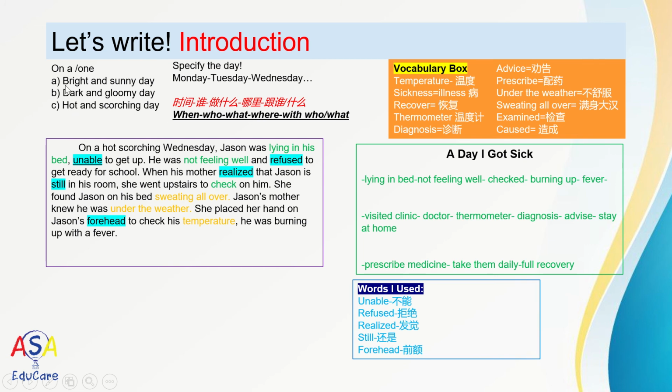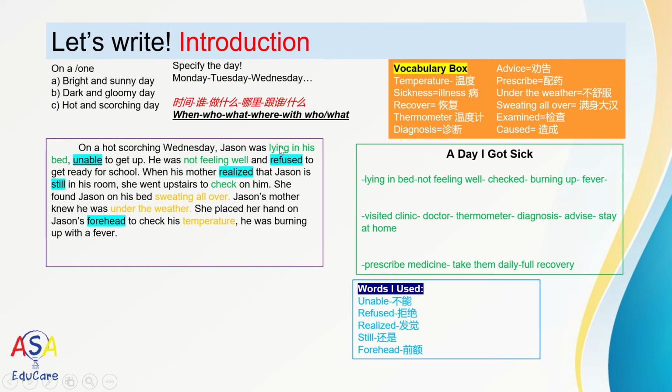But if you want, you can also choose bright and sunny day or dark and gloomy day. If you want to be extra, you can also specify the day. Which day did it happen? Monday, Tuesday, Wednesday. Please spell correctly. Thursday, Friday. Okay. So I started with on a hot, scorching Wednesday. The next sentence it should always be 时间谁做什么哪里跟谁还是什么: when, who, what, where, with who, what. Okay, so for here 时间 is on a hot scorching Wednesday. Jason is 谁做什么, lying in his bed.